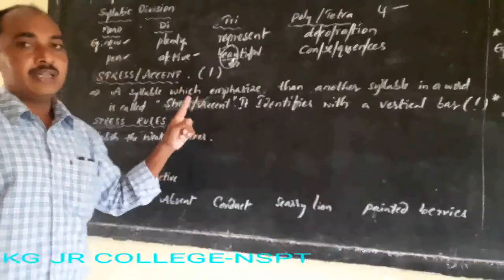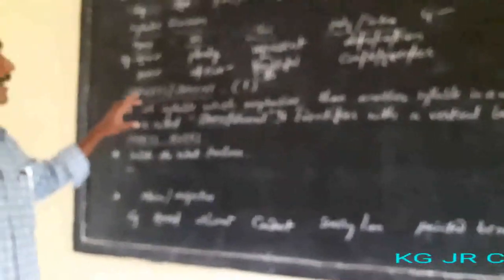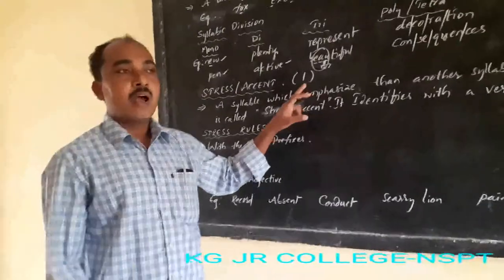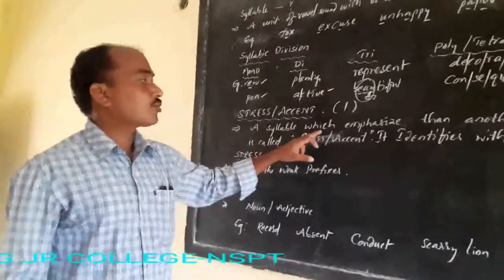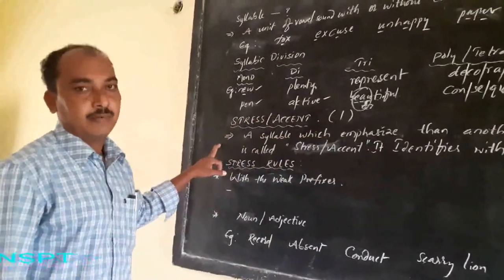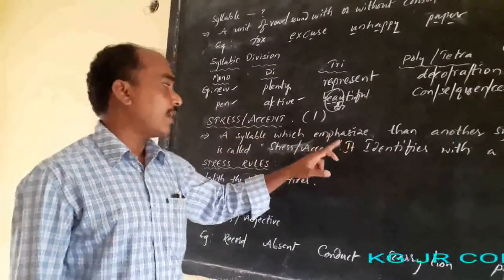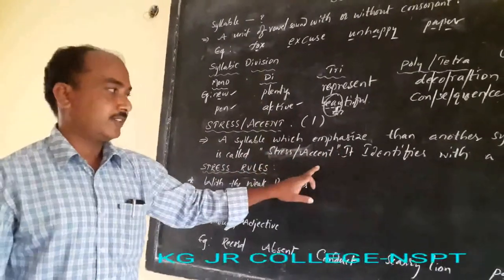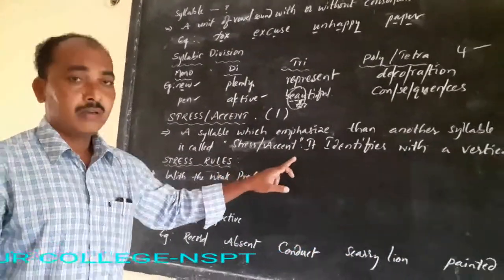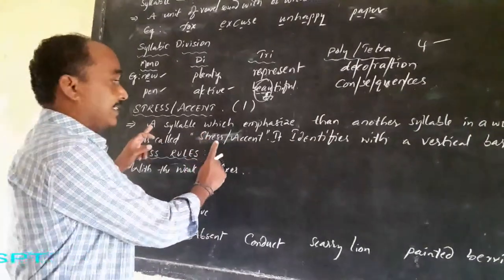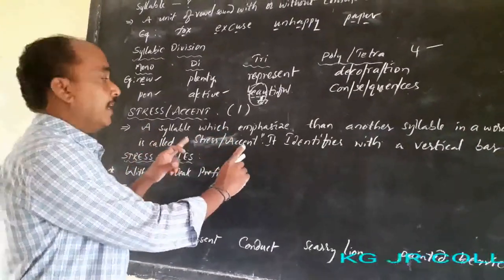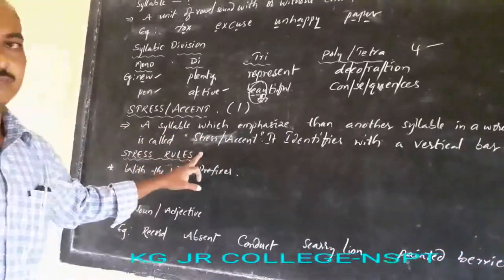Once I repeat. A syllable which emphasizes than another syllable. Means, here in a word, one or two or three or more, whatever it may be, it consists of the syllables. One syllable is stronger than remaining syllables. That stronger one is called stress or accent. Now, once I repeat, what is that? A syllable which emphasizes is called stress.